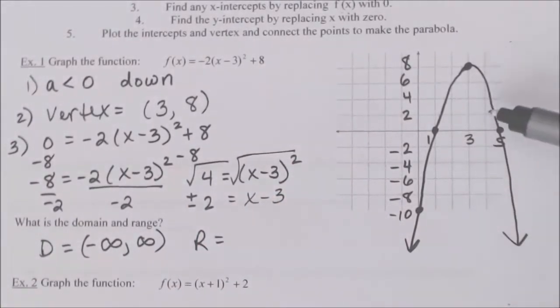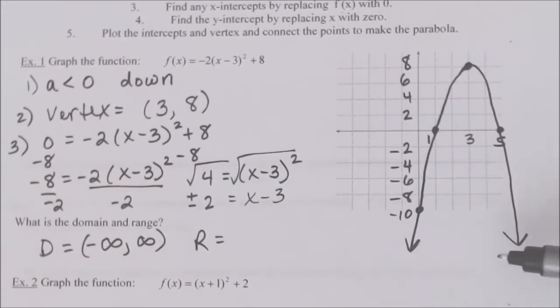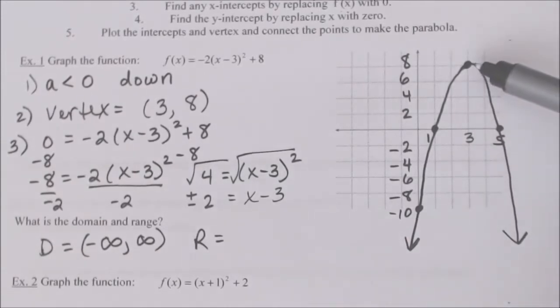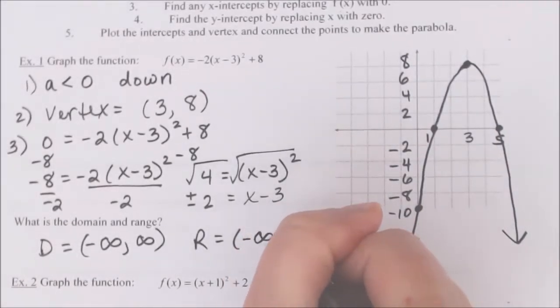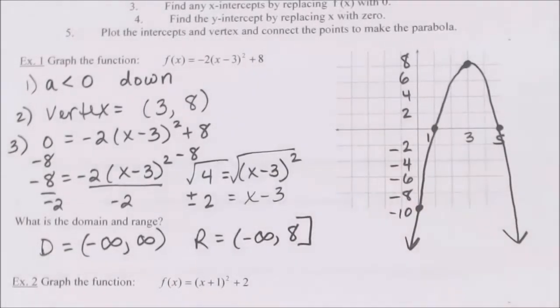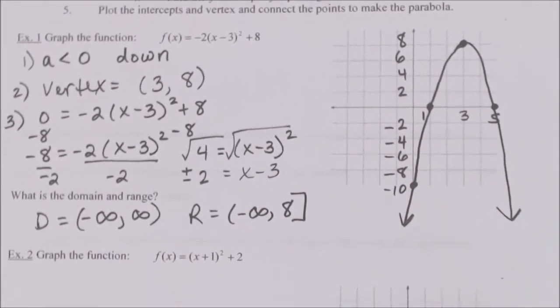There is no lowest y value on the graph because of the arrows, but there is a highest y value on the graph, and that should be where the vertex is at 8. So my range is going to go from negative infinity up to 8 with a bracket, and that's going to be our range. Okay, let's take a look at example 2.